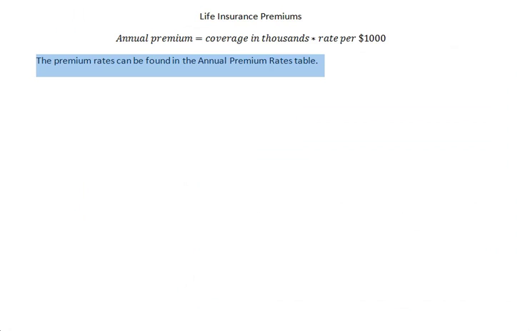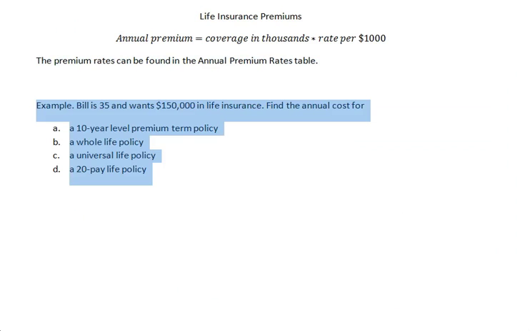All right, so let's look at an example of calculating these rates. Bill is 35 and wants $150,000 in life insurance. Find the annual cost for all 4 of those that are given in the table.